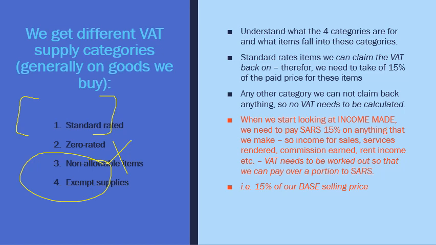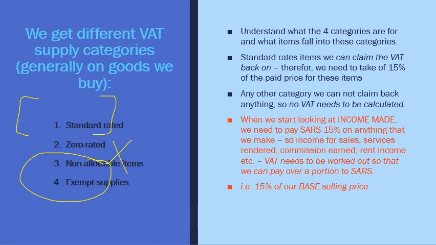Okay, so that's the relevance of knowing and understanding these 4 categories. Okay, so just a reminder, that's why I said standard rated items, we can claim back the VAT. So that's why we work out the 15%. For 0 and non-allowable and exempt supplies, for different reasons, we can't get the VAT back. So that's why we don't need to work it out. Okay, that's on things that we buy in a business.